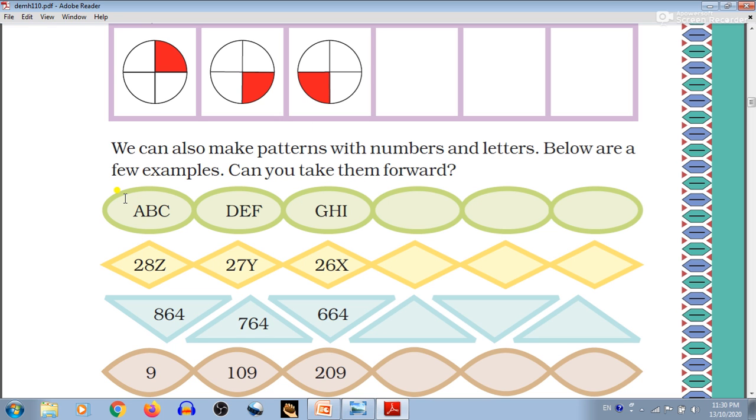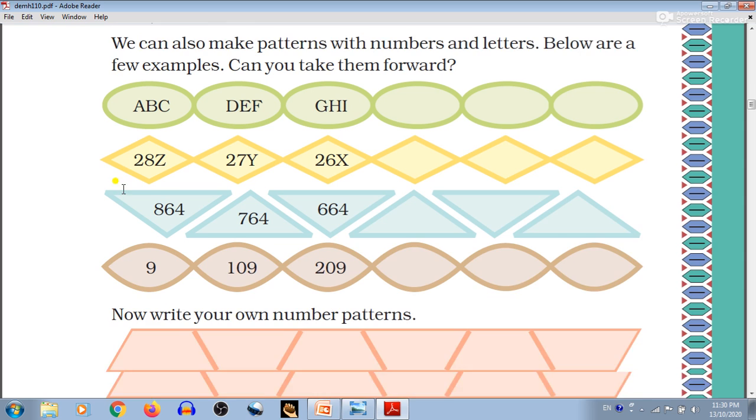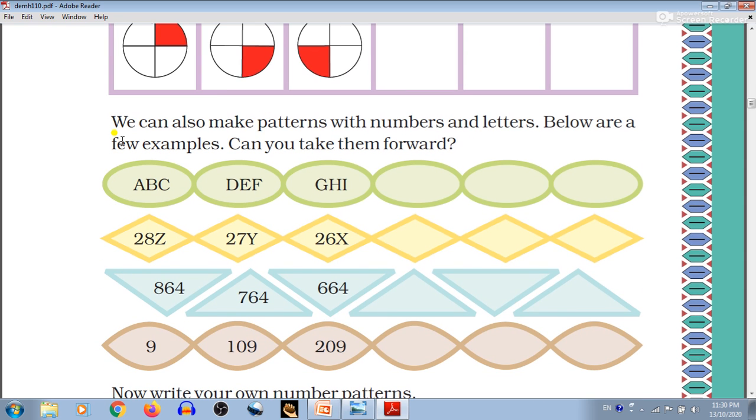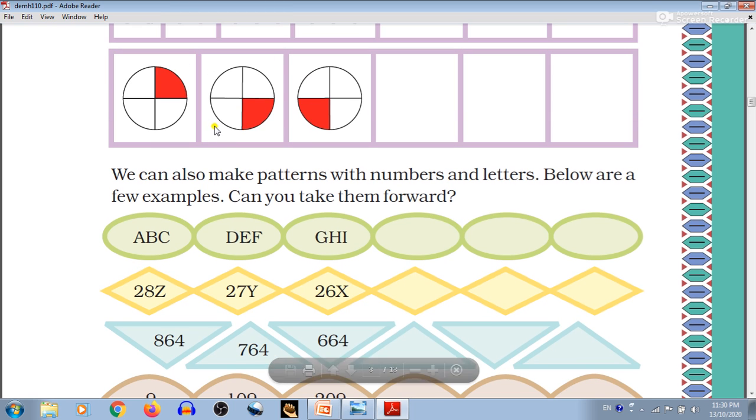And now coming to the last question of this page. Here we can also make patterns with numbers and letters. Below are a few examples. Can you take them forward? Patterns are not only made with pictures or blocks. We can make patterns using English alphabets, numbers, or both alphabets and numbers.